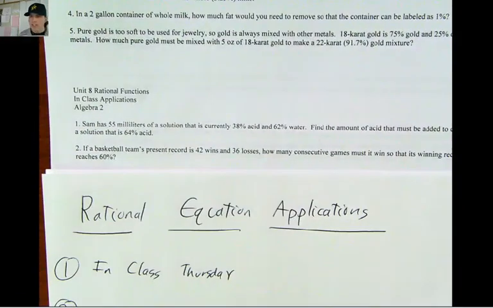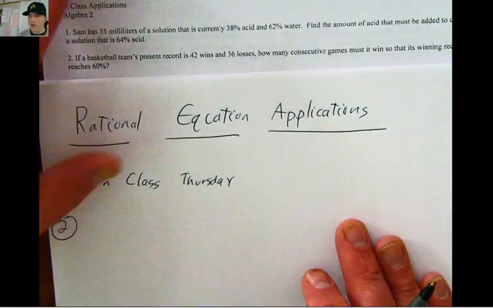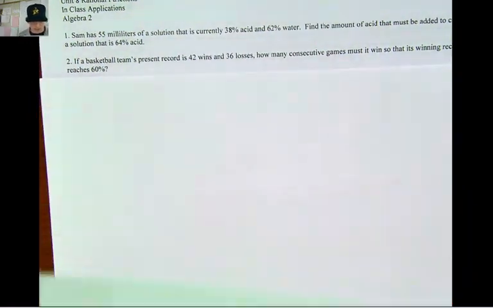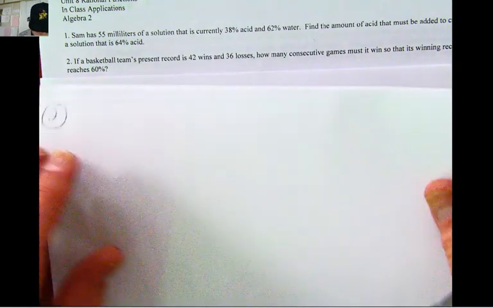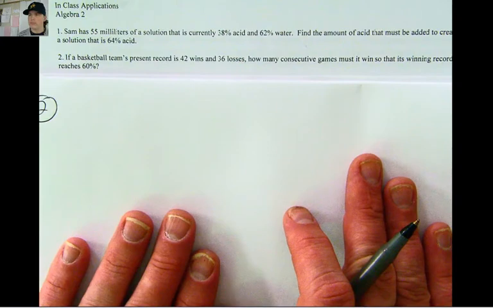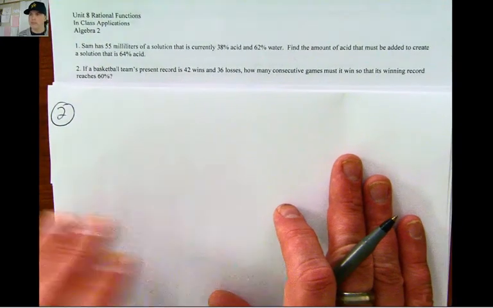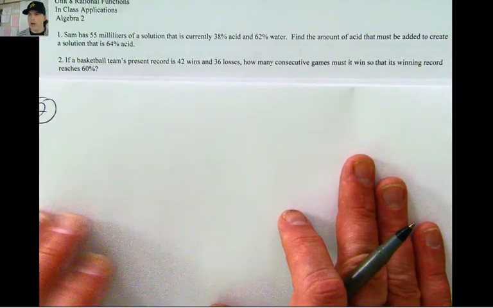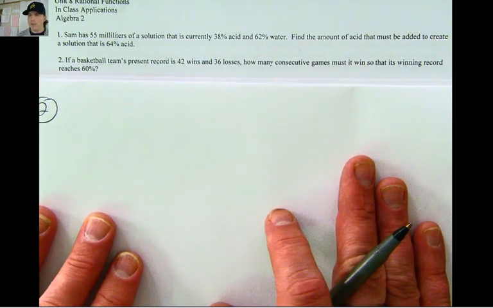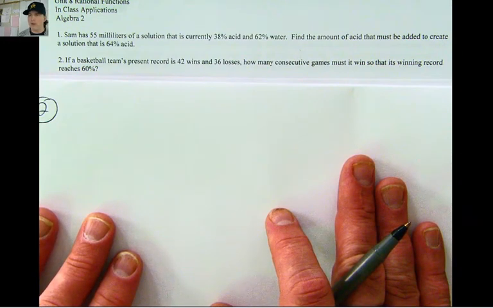All right, so let's see, can I work it like this? I'm going to fold over this top part to give me a little bit more room. There we go. Okay, all right. Basketball team's present record is 42 wins and 36 losses.